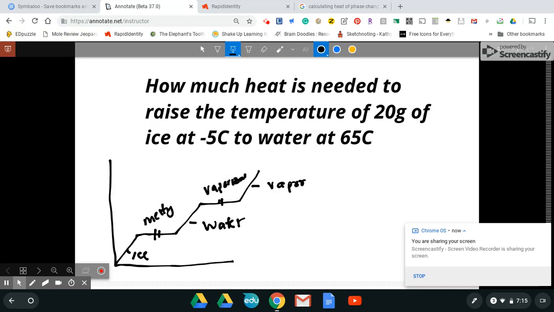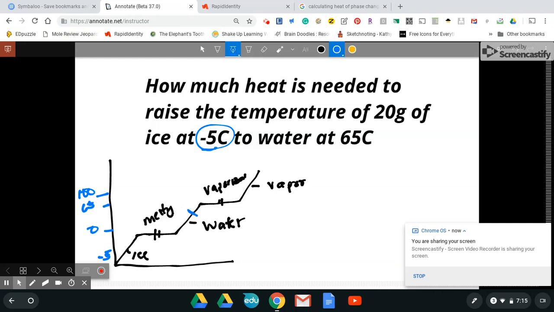Okay, so let's look at where we are. So I'm going to put some points on our graph. It says that we're at, first of all, we know that ice melts at 0. We know that water boils at 100. So what I want you to realize is that we're starting at -5. So we're going to start here at -5. And we are going to 65. So 65 is between here. So that means that we're stopping somewhere around here, right? Okay.